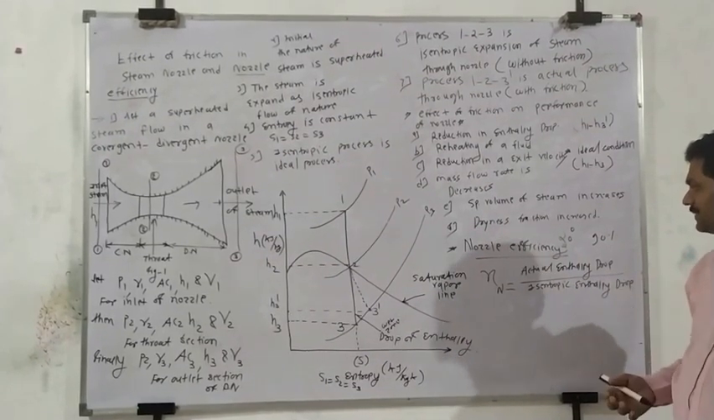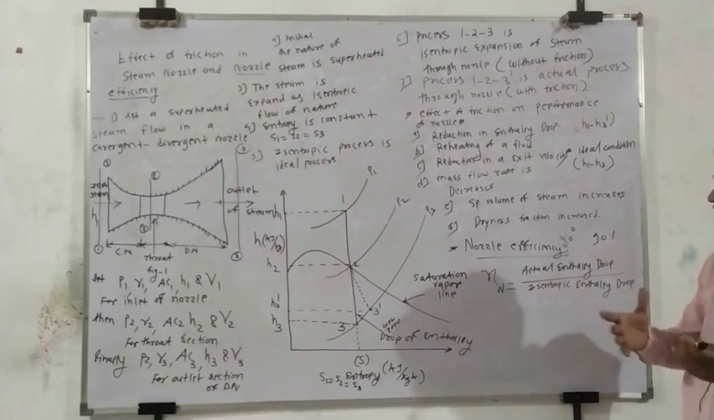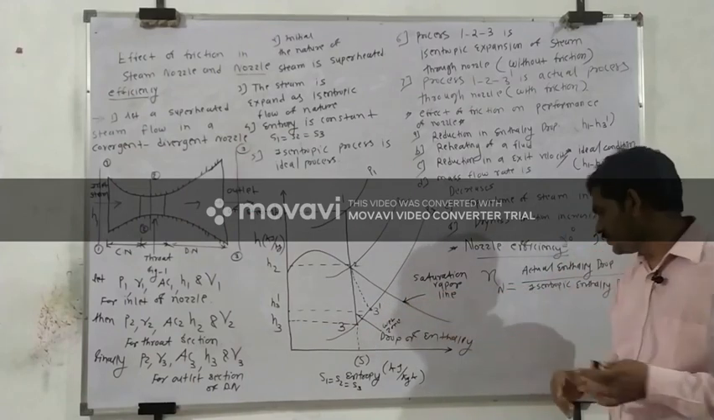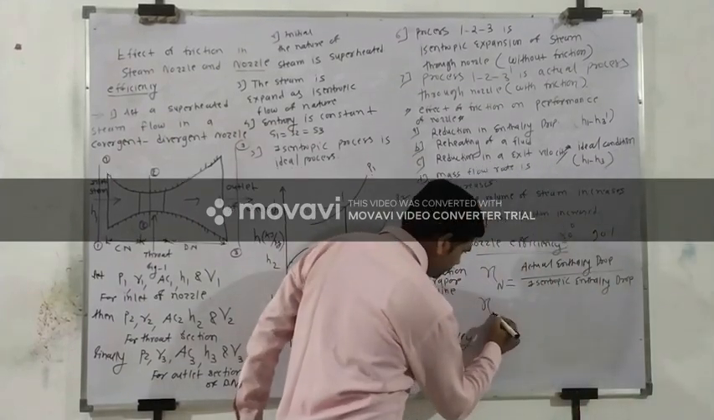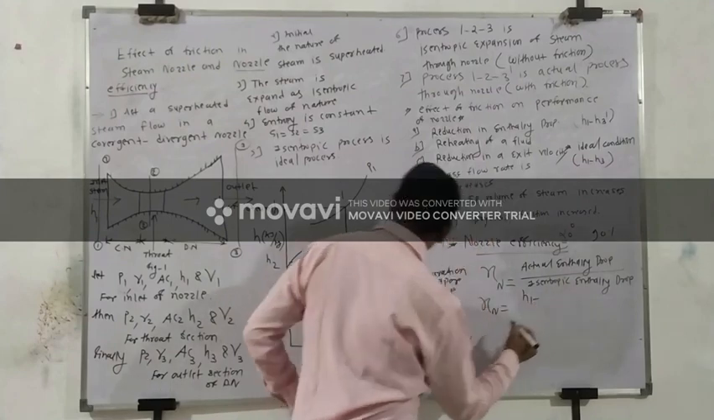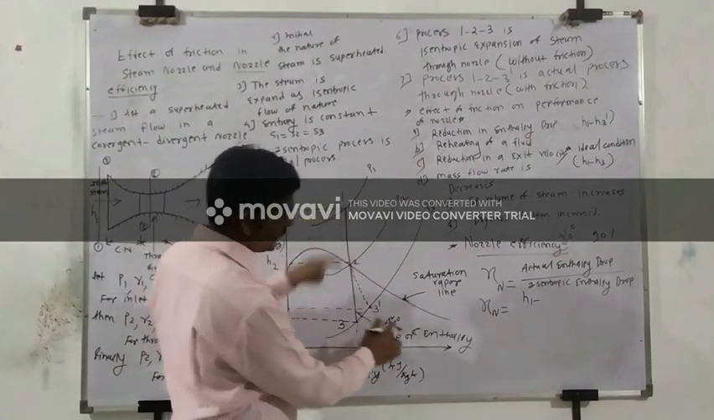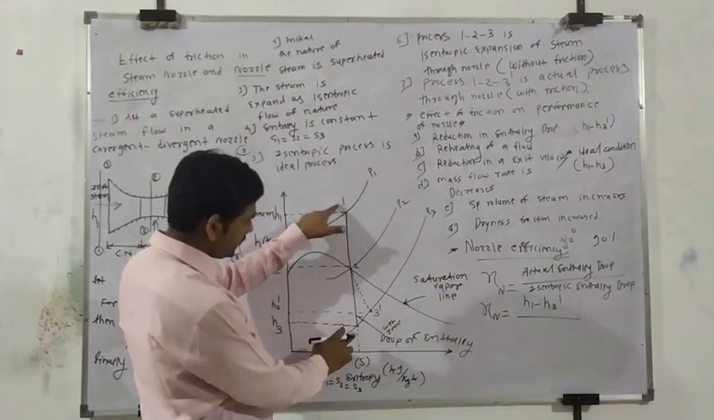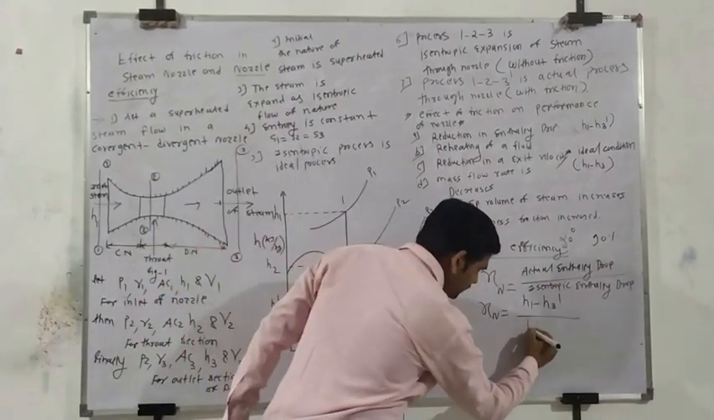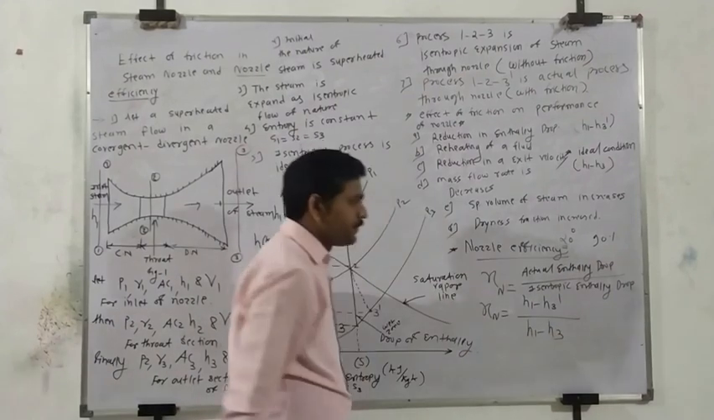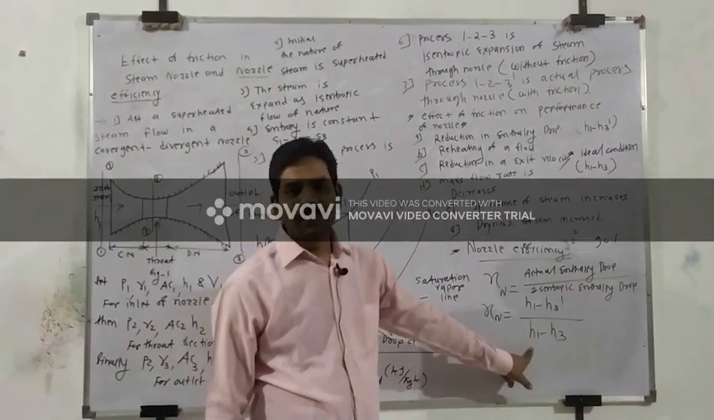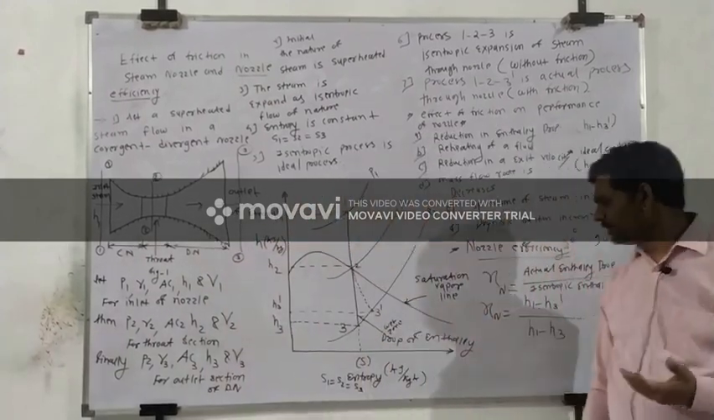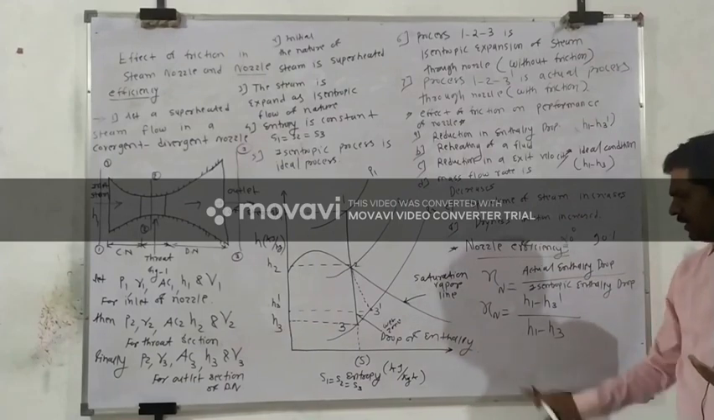Where is the actual enthalpy drop? If you observe in the diagram, the actual is H1 minus H3 dash. So nozzle efficiency is H1 minus H3 dash, the actual, upon the isentropic, which is H1 minus H3. This is the isentropic enthalpy drop. Simple definition. Apart from this, there is one more definition of nozzle efficiency.